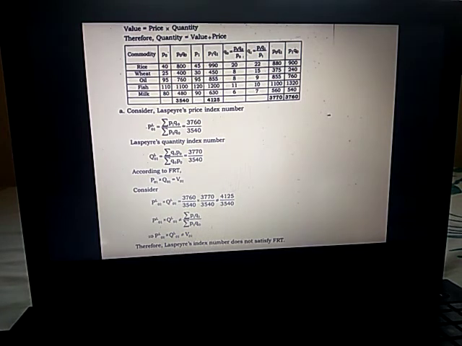So consider P01 into Q01, that is 3760 divided by 3540 into 3770 divided by 3540, which is not equal to V01. V01 should be 4125 divided by 3540, that is summation P1 Q1 divided by summation P0 Q0, which is not equal. That's why P01 into Q01 is not equal to V01. Therefore Laspeyres index number does not satisfy the factor reversal test.